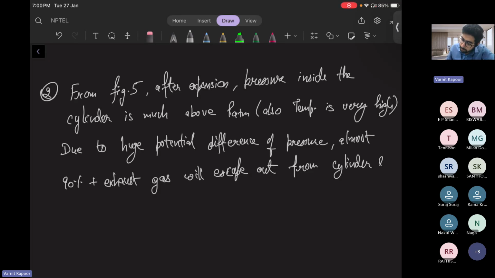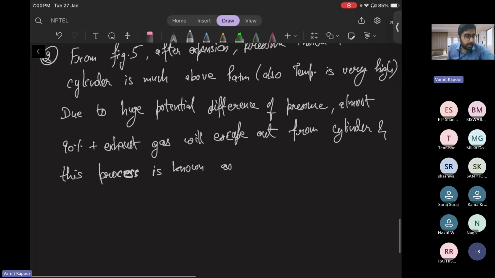And this process is known as heat rejection at constant volume. Okay, heat rejection at constant volume. The volume is maintained constant at that position.